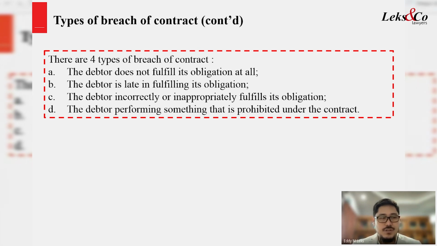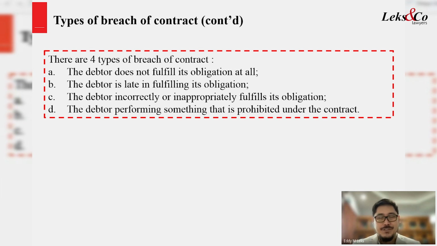So if it is already agreed that at a certain time and a certain date you have to do something or deliver something, but you don't do it, then it will be considered a breach. Third, the debtor incorrectly or inappropriately fulfills its obligation. Okay, so you fulfill your obligation. Now this is where the debate comes in.